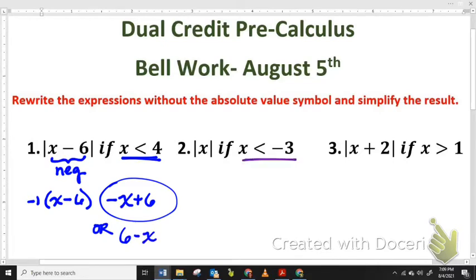Number 2, if x is a value that is less than negative 3, what would this expression be, positive or negative? Negative. Just the part on the inside would be a negative. Absolute value is going to change that. So how do I write it down without the absolute value? Negative x.